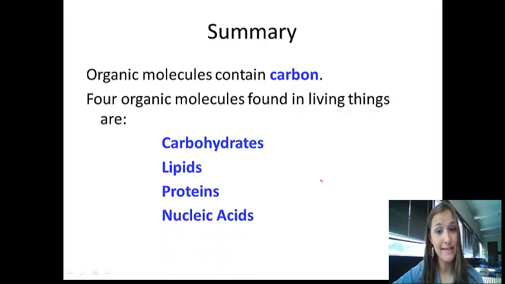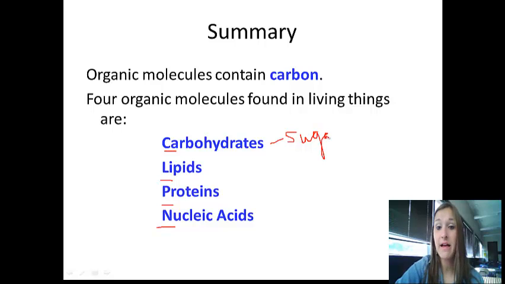Last but not least, an alternate way to remember all of these is this saying: Candy loves pooping newspapers. If you remember that, candy is sugar, so carbohydrates are sugars. Loves, candy loves, love handles. Love handles are fat.